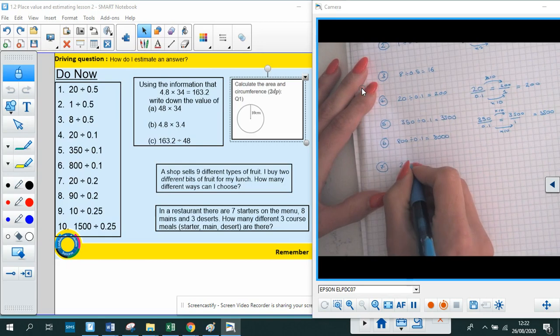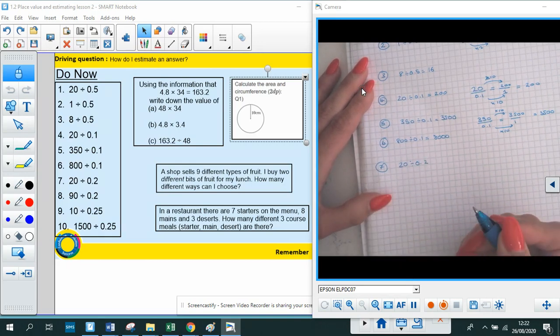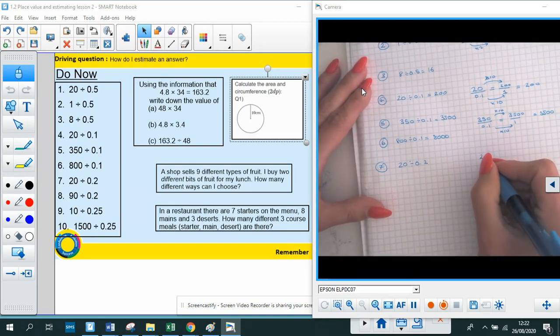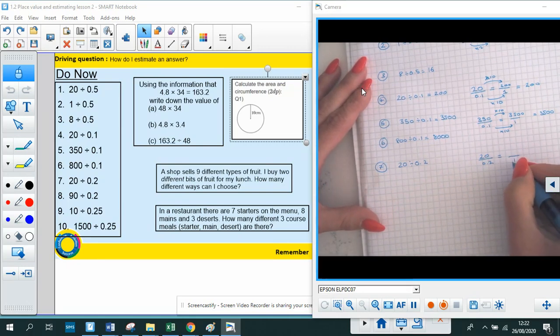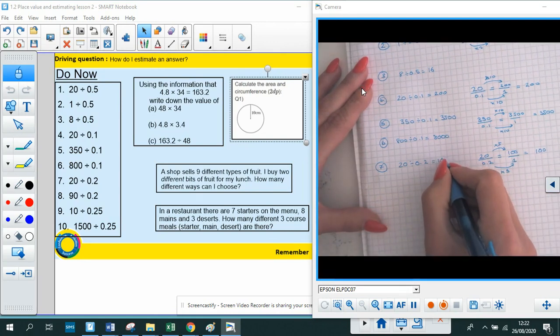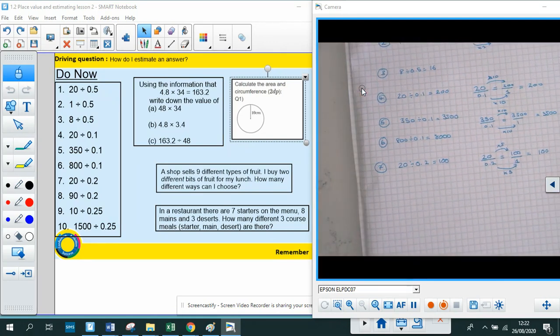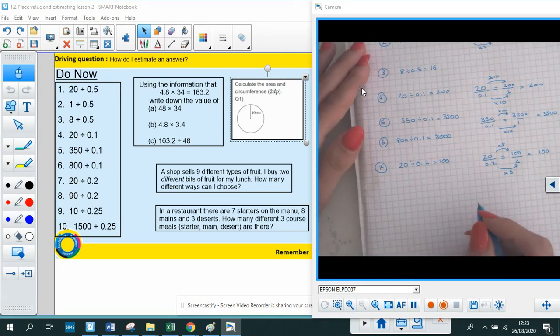20 divided by 0.2. So over here, 20 over 0.2. Let's make an equivalent fraction over 1. 0.2 goes into 1 5 times, so I multiply by 5. 100 divided by 1 is 100. Or, if you want to remember a quick method, dividing by 0.2 is the same as multiplying by 5.